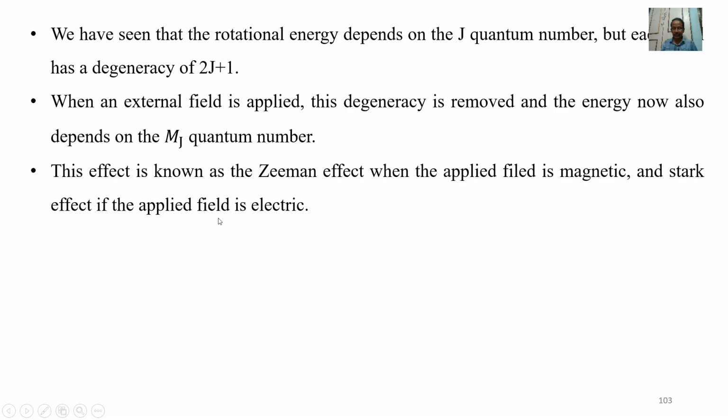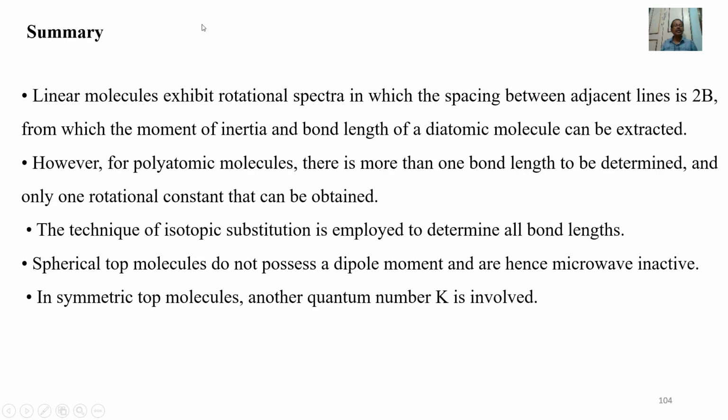So let us summarize whatever we have learned for polyatomic molecules. Linear molecules exhibit rotational spectra in which the spacing between adjacent lines is 2B, from which the moment of inertia and the bond length of a diatomic molecule can be extracted. However, for polyatomic molecules, there is more than one bond length to be determined, and only one rotational constant that can be obtained. The technique of isotopic substitution is employed to determine all the bond lengths.